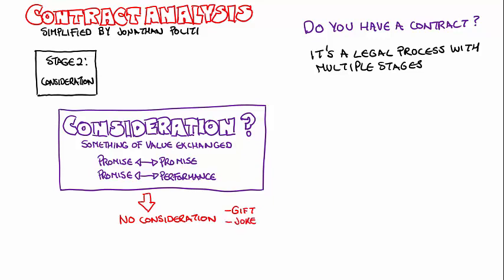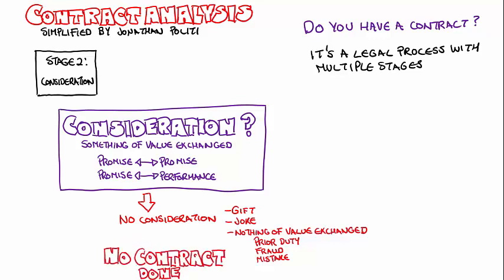Maybe it was a joke. No intent to actually follow through on a promise, and it was reasonable to assume that it was meant as a joke. I'll give you $1 million if you take out the trash. Or, if you can make it by 5 p.m., I'll give you my house. Maybe there was a prior duty involved. Maybe there was fraud or mistake, and you have nothing of value exchanged. There's nothing new that is added. So if there's no consideration, then there's no contract, and we are done with the analysis.